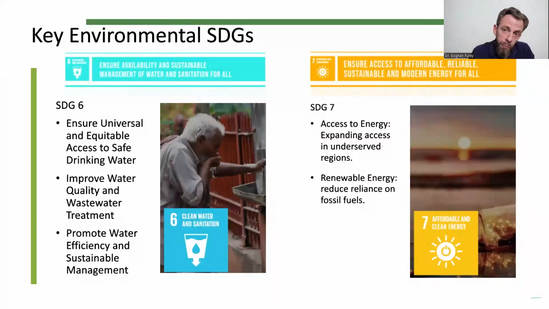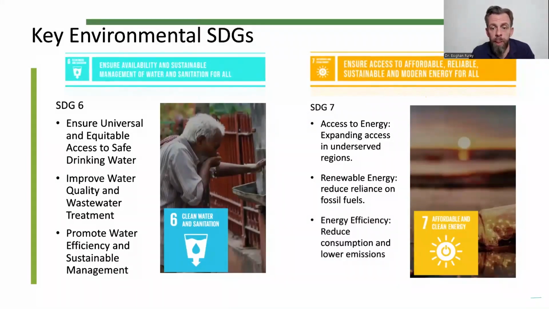Focus, obviously, moving towards renewable energy sources. Take the focus away from fossil fuels. And by doing this, hopefully reduce consumption, even our consumption in our daily lives in the Western world. Many of us use a lot of energy. We don't really even know how much we're using, and therefore lowering carbon emissions.